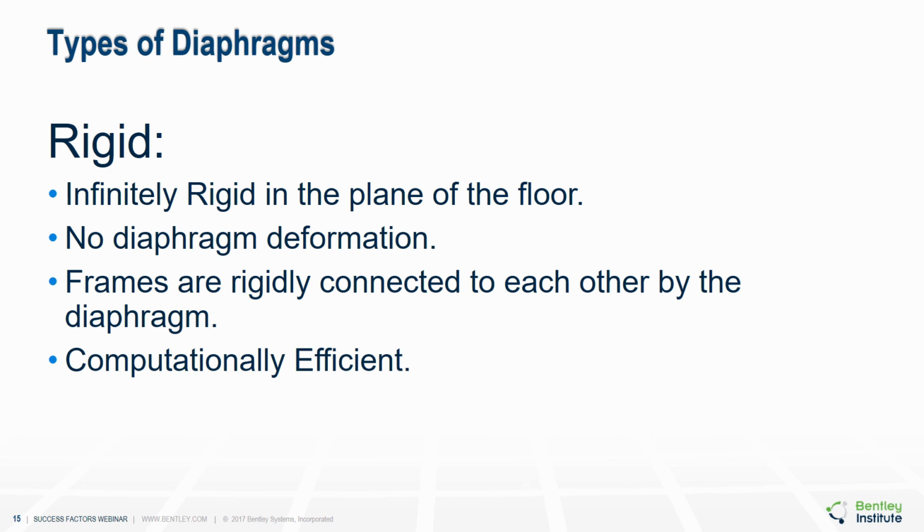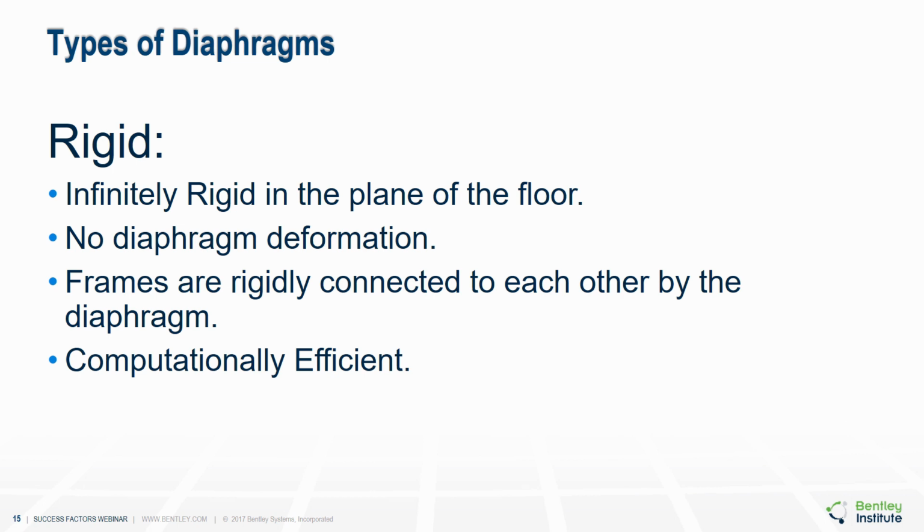A rigid diaphragm is infinitely rigid in the plane of the floor. When the diaphragm displaces, all points within the diaphragm move in unison. A concrete slab or a composite metal deck with concrete fill are generally considered to be a rigid diaphragm. In a rigid diaphragm, the frames are all rigidly connected. They work and move as a group.